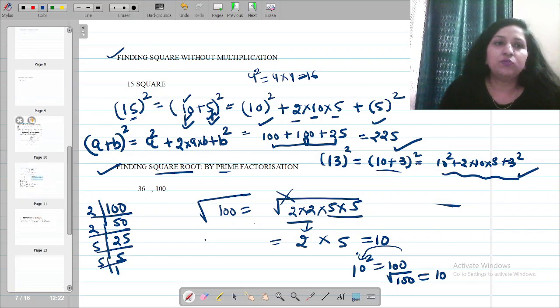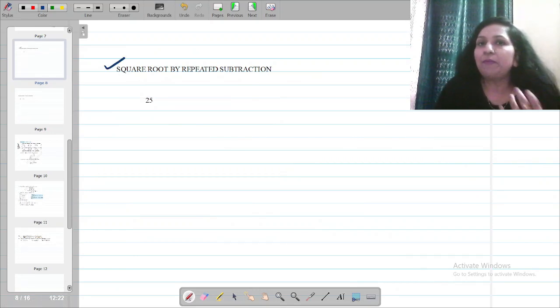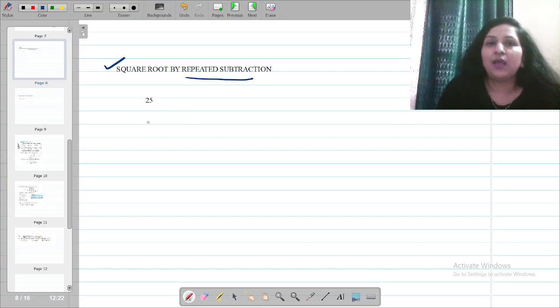Okay, now let's move on to the next topic, square root by repeated subtraction. Sometimes the method will be listed. You have to use prime factorization or repeated subtraction or the long division. So it is very much necessary to first understand which method is being asked and then go ahead. Repeated subtraction, I'll do something, observe it carefully and then I'll explain. Repeated subtraction of consecutive odd numbers.